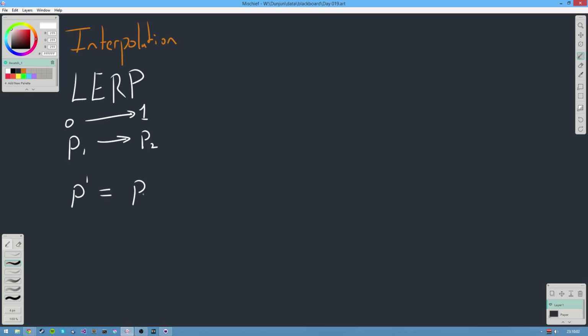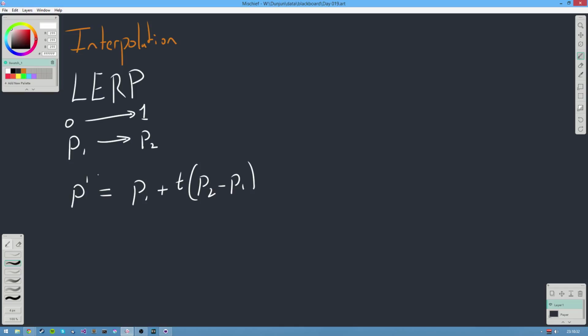The new path is equal to the initial path plus some parameter from 0 to 1, t in this case, times the difference of your path. So you compute the difference between p1 and p2, take the fractional part between 0 and 1, and then adjust that initial value of p1 to get the new value p prime.